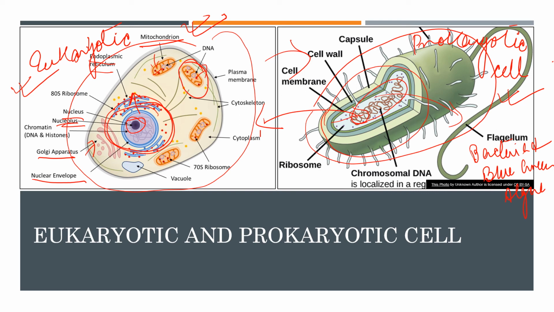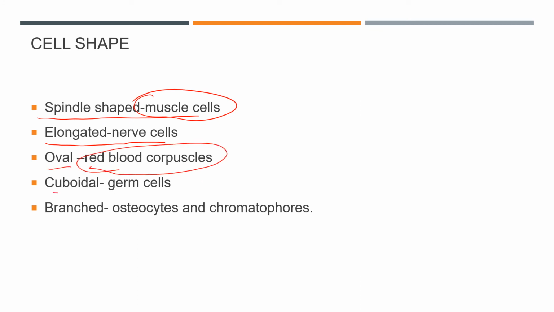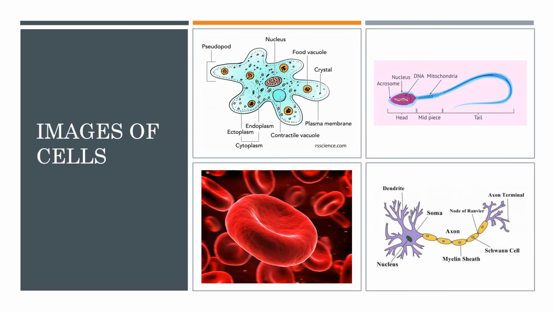Now let us move on to the last two slides, where we have divided the cell into two based on the cell shape, size and number. Depending on the cell shape, we can say that there are spindle shaped cells, long elongated nerve cells, spindle shaped muscle cells, elongated, oval or red blood corpuscles, cuboidal germ cells, branched osteocytes and chromatophores. Okay, now let us move on to the next one.